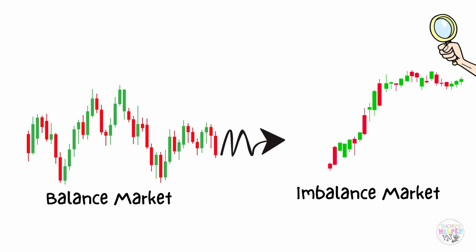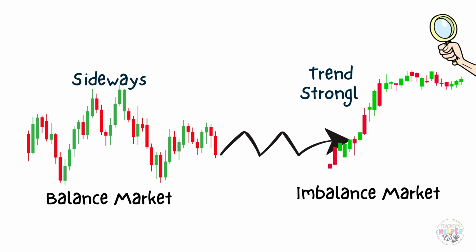Now remember, balanced markets usually move sideways, while imbalanced markets tend to trend strongly. Supply and demand zones often form right before those strong moves happen.